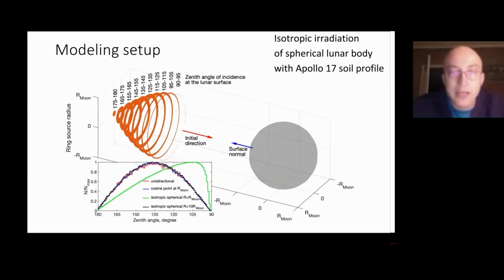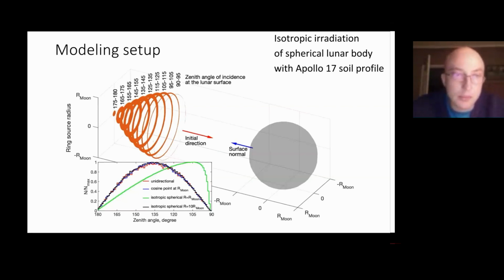In our model, we consider the moon as a spherical body with soil composition and density defined in the Apollo 17 mission. The isotropic irradiation of the interplanetary radiation in our model is reproduced with a unidirectional particle flux, which creates on the lunar surface exactly the same angular distribution of particles as in the case of an isotropic particle source.